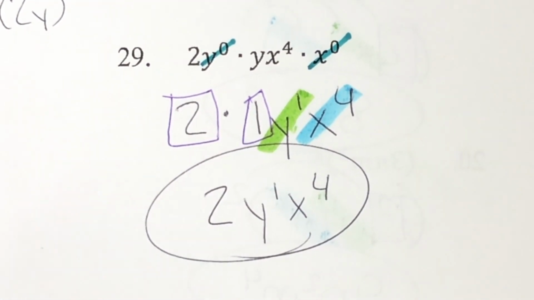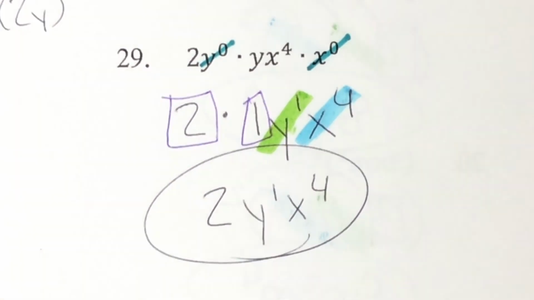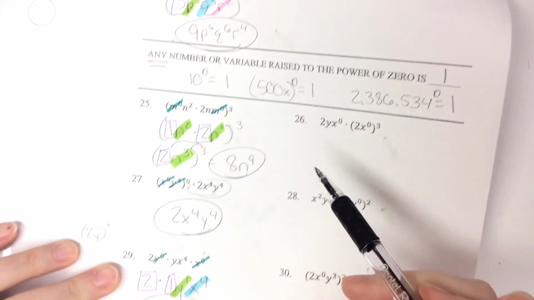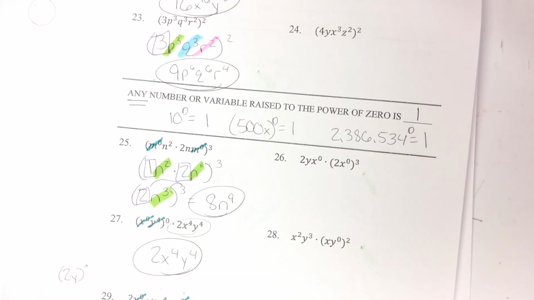I want you to try these last even problems. We've got 22, 24, 26, 28, and 30. So do these last 5, try them on your own. Don't forget to do your summary questions.